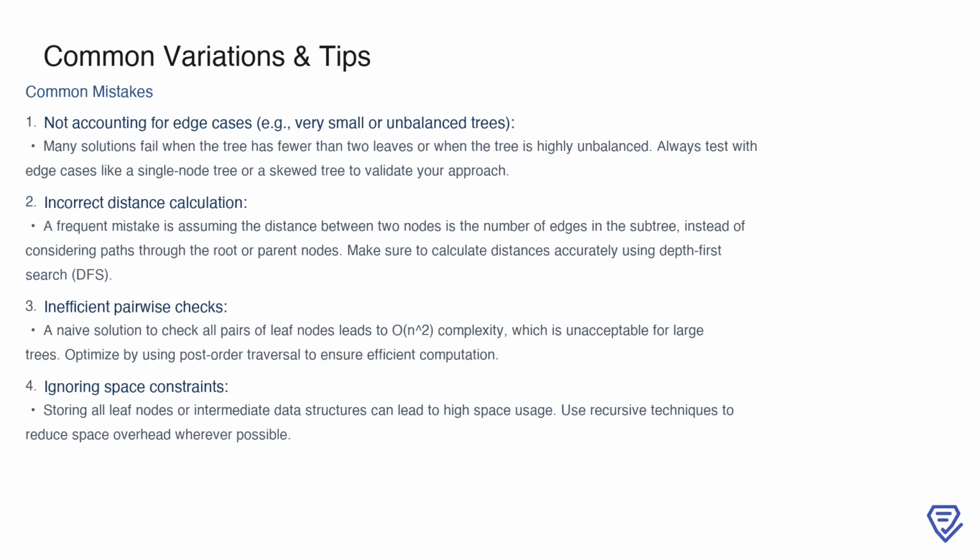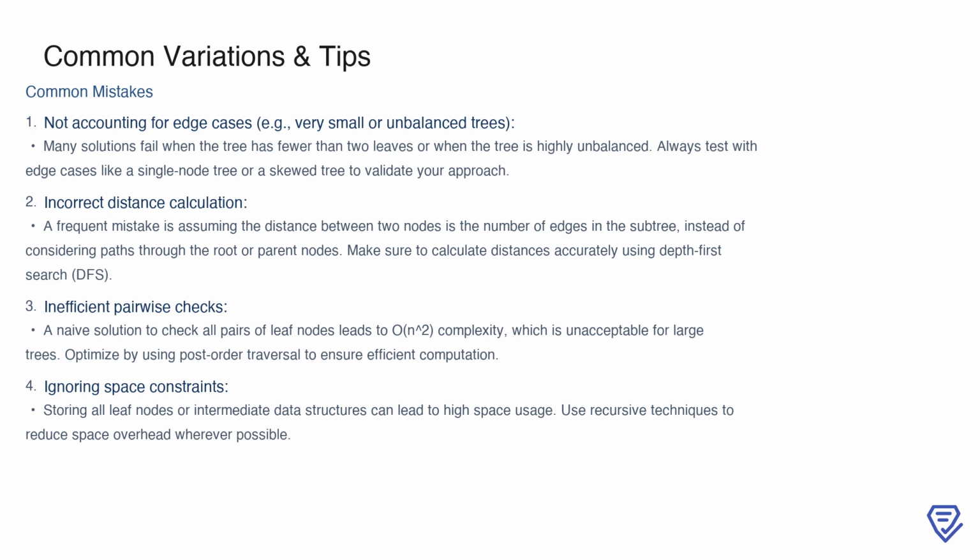When solving this problem, there are a few common mistakes to watch out for. First, not accounting for edge cases like very small or unbalanced trees can lead to incorrect results. For example, a tree with fewer than 2 leaves or a highly skewed structure often exposes flaws in the logic. Testing with edge cases such as a single-node tree or a tree where all nodes are on one side is essential.